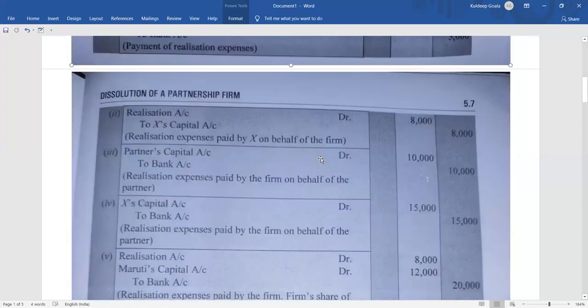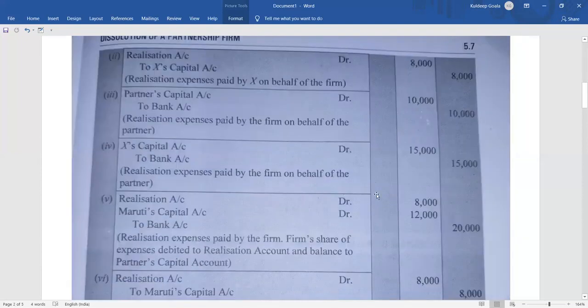Okay, understood? Realization account debit 8,000, what the firm is supposed to bear. Maruti's capital account debit 12,000, what Maruti was supposed to bear, but he did not pay, so the firm is paying on his behalf. And to bank account, money went out, the amount that was paid was 20,000. Okay, money went out of the business, so 20,000 will be credit.